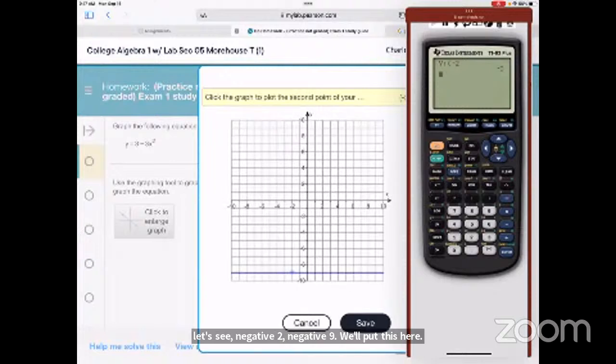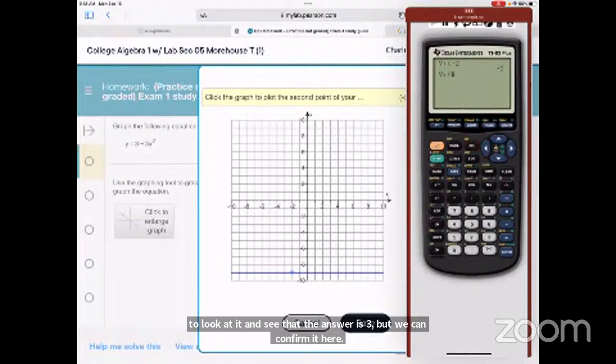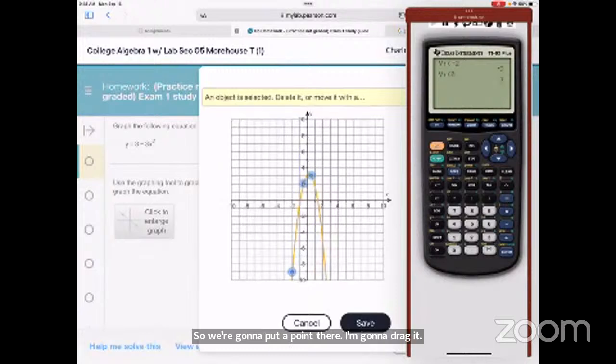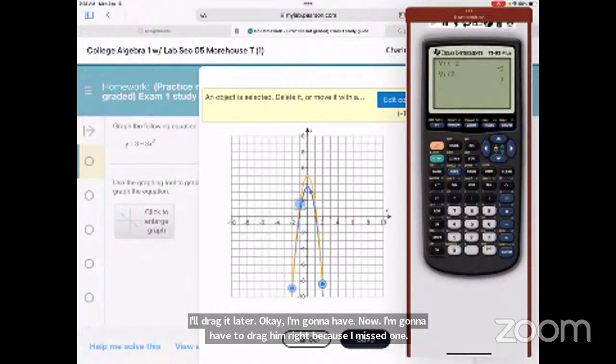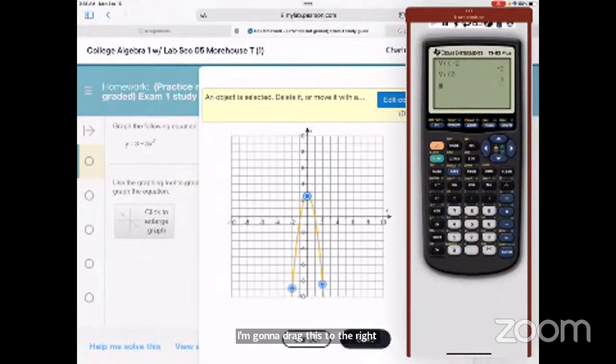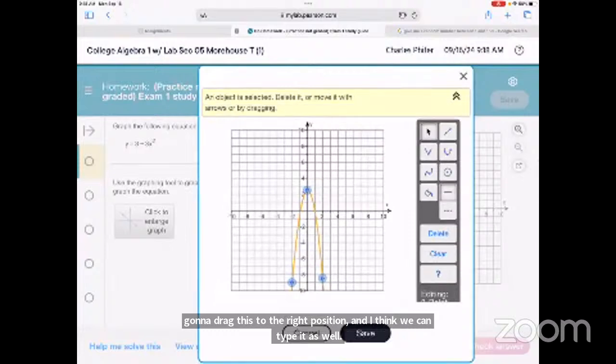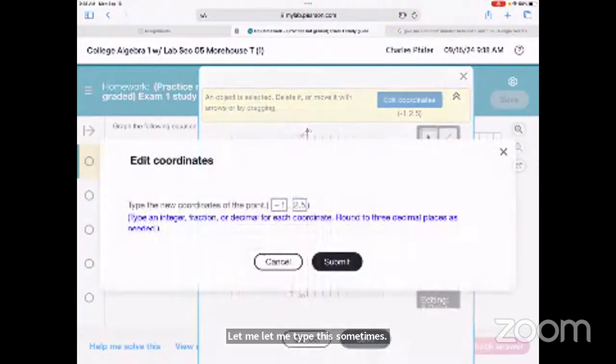And then when x is 0, and I think that one should be quick. You should be able to look at it and see that the answer is 3, but we can confirm it here. So when x is 0, okay, we confirmed that we got 3. So we're going to put a point there. I'm going to have to drag them, right? Because I missed one. I'm going to drag this to the right position, and I think we can type it as well. Let me type this because sometimes edit coordinates. We wanted what, 0, 3?